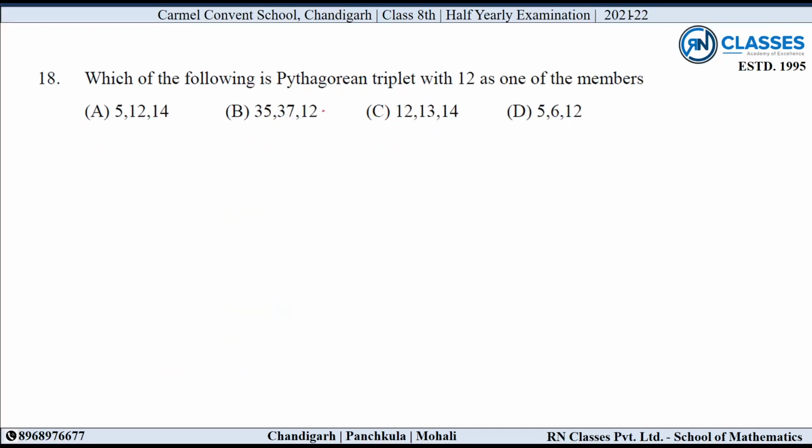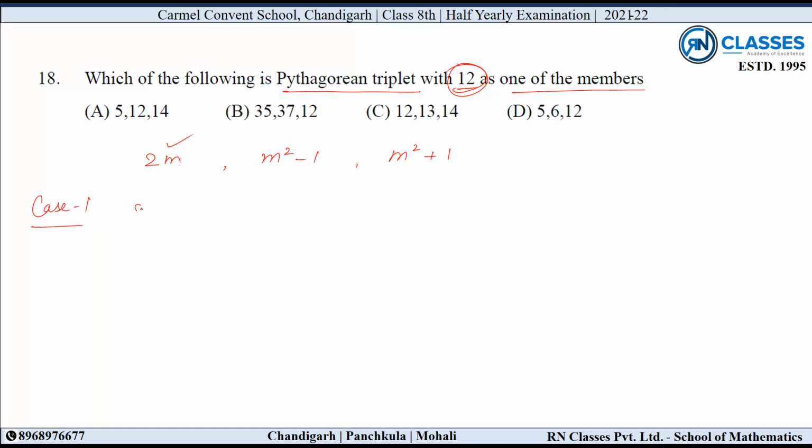Which of the following is Pythagorean triplet with 12 as one of the members? Okay, Pythagorean triplet की बात कर रहा है, where 12 as one of the members. Do we know Pythagorean triplets? Yes. Pythagorean triplet is 2m, m square minus 1, m square plus 1. Right? So 12 as one of the members. So I'll take 12 as the smallest member, case 1.